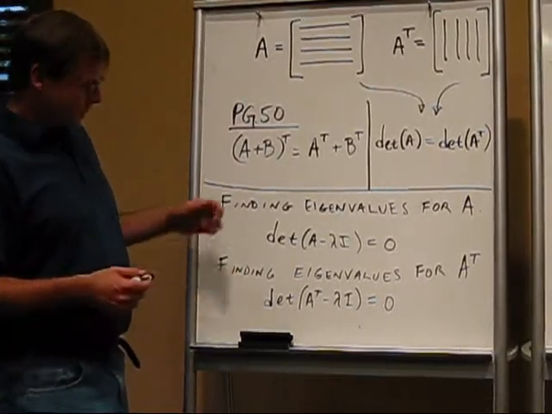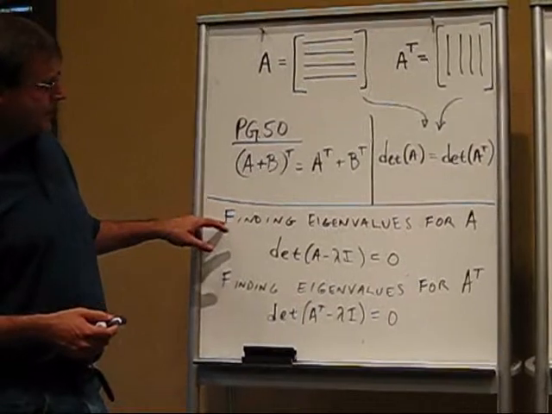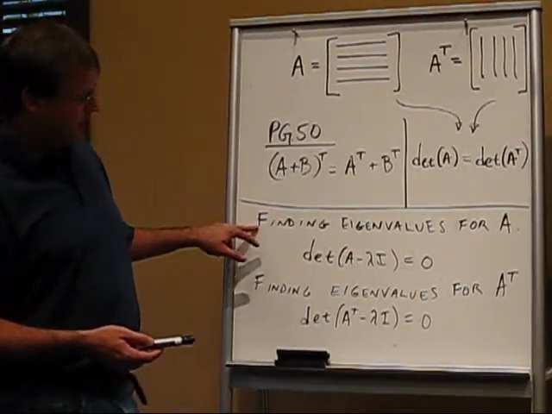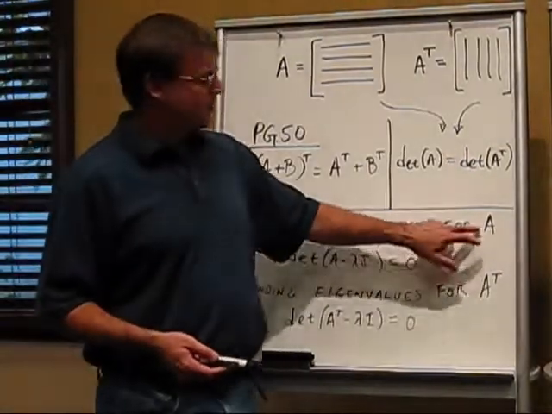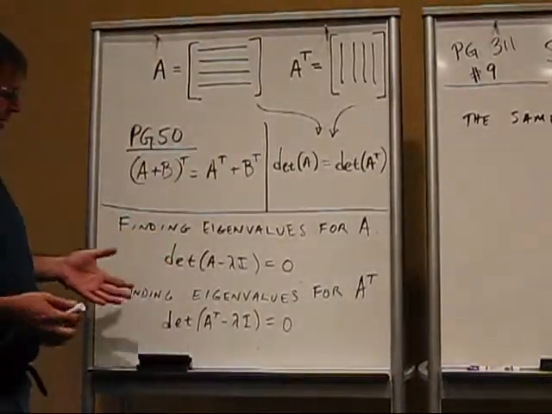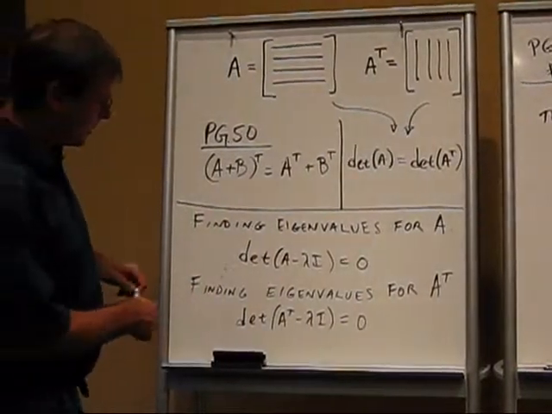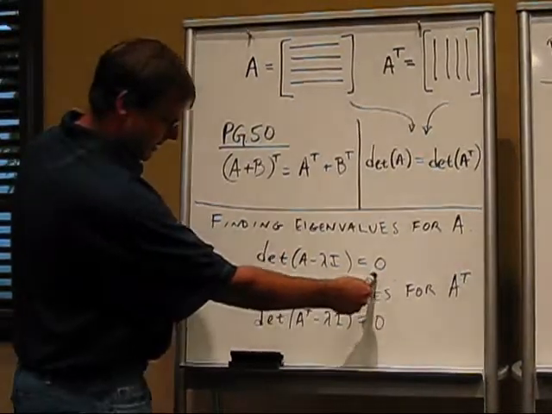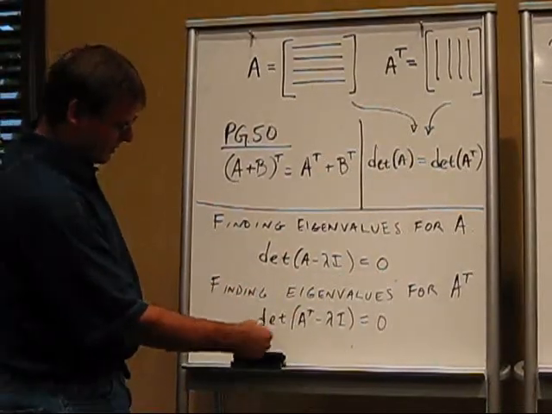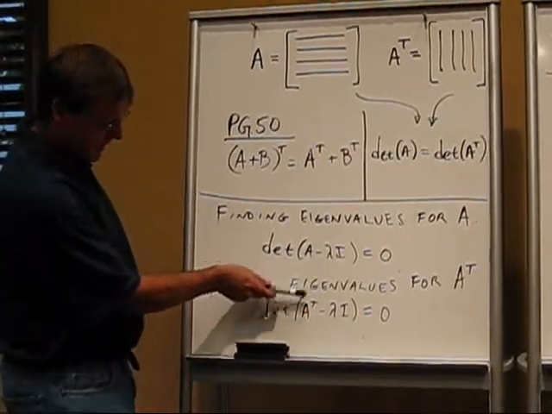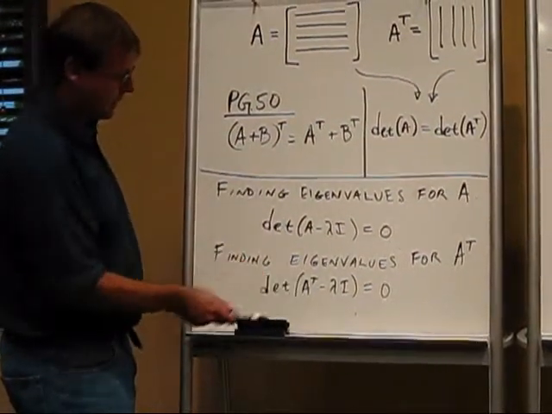Then you have to say, well, what does it mean to find the eigenvalues of a matrix A? And what does it mean to find the eigenvalues for A transpose? Ultimately, we want them to be the same, but you can ask the separate question, what does it mean to get them? So this is what it would be. If I want the eigenvalues of A, I solve this. If I want the eigenvalues of A transpose, I solve this. So the only difference is that one has an A and one has an A transpose.